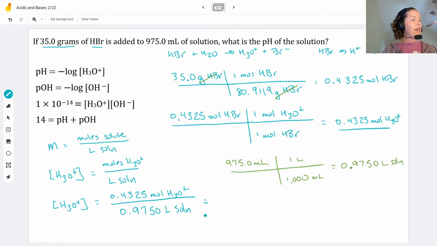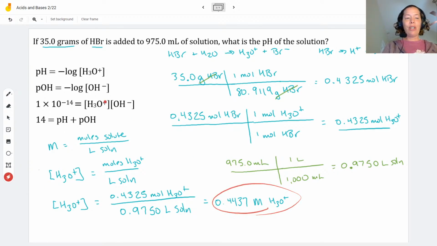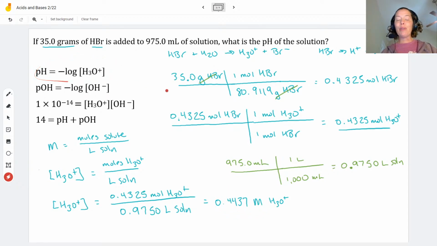And I have that number. Where do I have that number? Here I have that number: 0.4437. Again, this is molarity, and this is for hydronium. Fantastic, we've got a concentration. What do we do with that again? Well, we're going to take this concentration and pop it straight into the pH equation, and then there's our pH. We have calculated our pH once we get to that step.